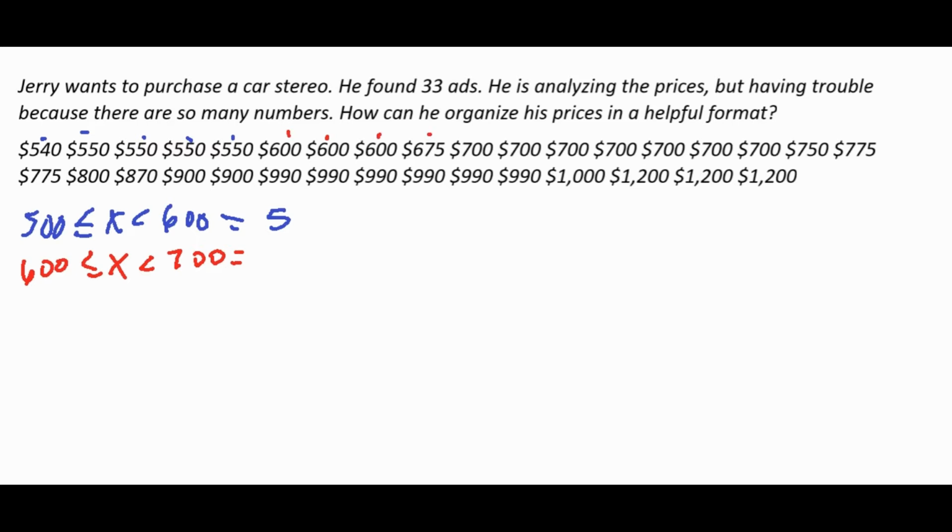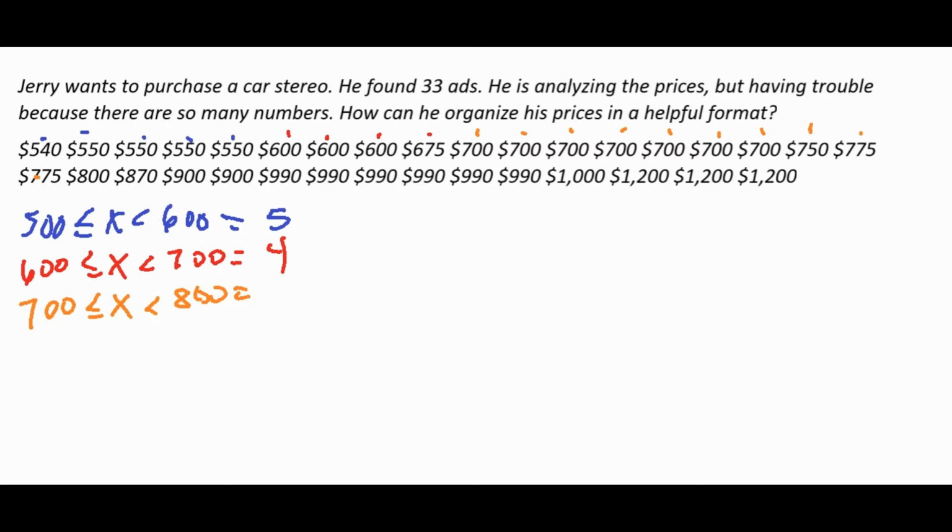Let's pick another color. Let's say we wanted the price to be greater than or equal to $700, but less than $800. That's my price range for this car that I'm working on. So 1, 2, 3, 4, 5, 6, 7, 8, 9, 10 different stereos are listed in that price range. So I have 10 different stereos.